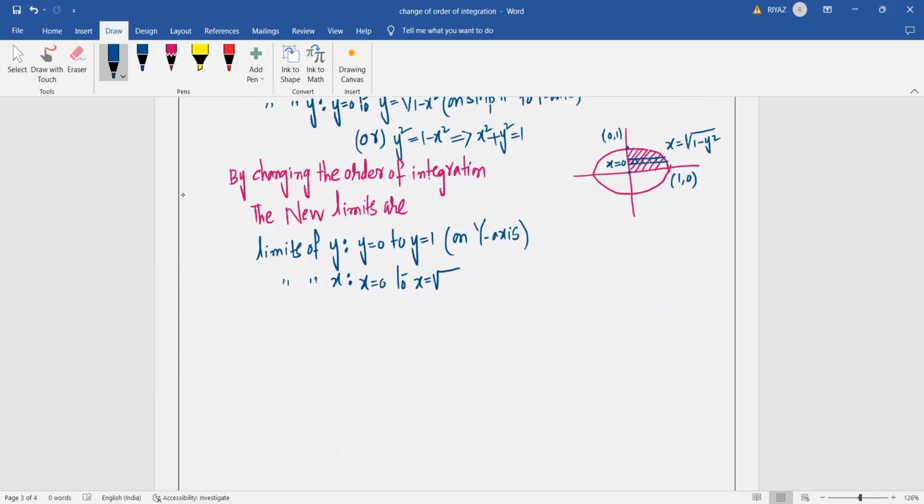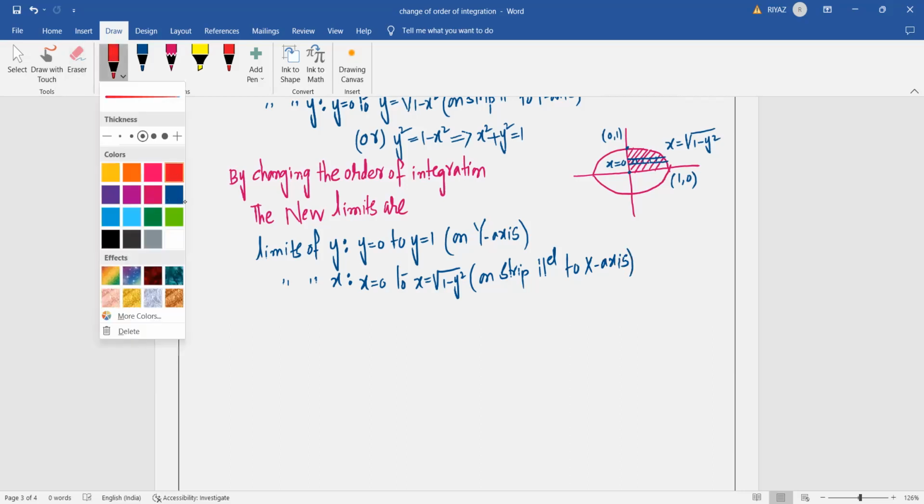The same thing I want to write on the strip: write it as parallel to the x-axis, and definitely you will get full marks. This part, we have to take the new limits, and then integrate this function and finish this question. So therefore the question is given like this.